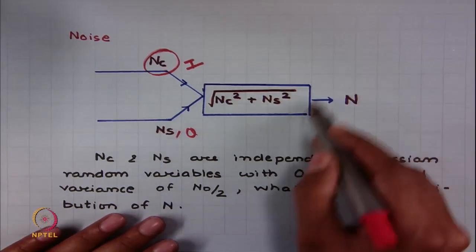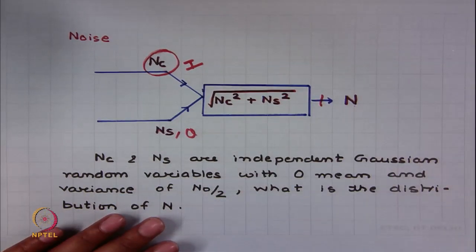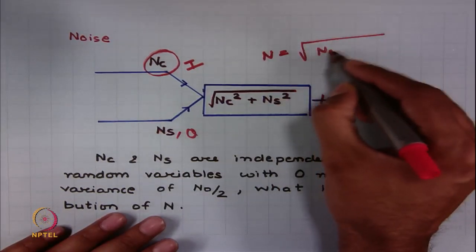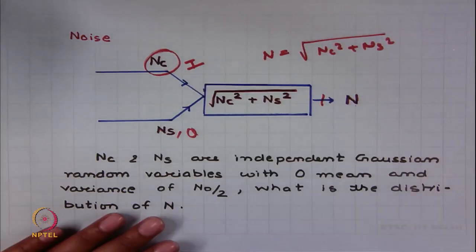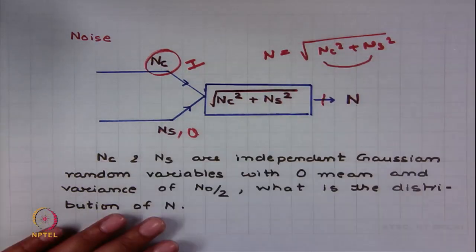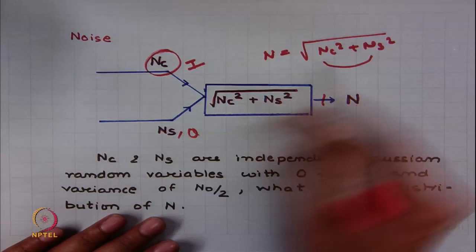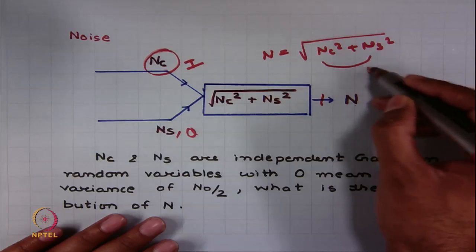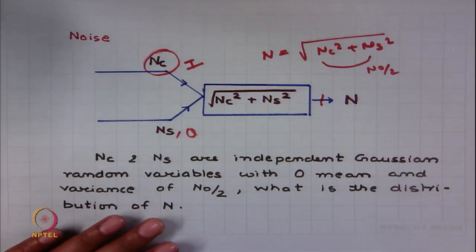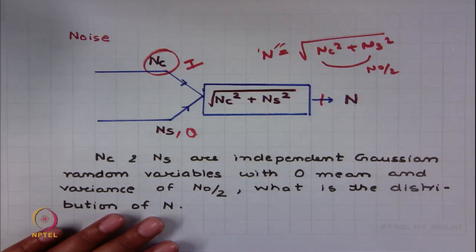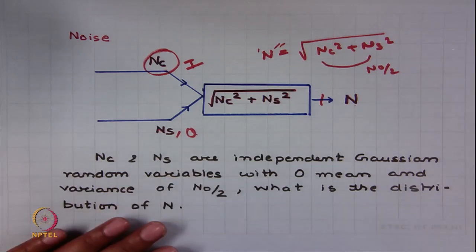So, at the end of the system you have got a noise random variable n, which is square root of nc square plus ns square, and of course, these random variables are independent of each other. They are Gaussian with 0 mean and certain variance we can assume to be n naught by 2. And the first question that we like to ask is what is the distribution of this n? And that we will see.